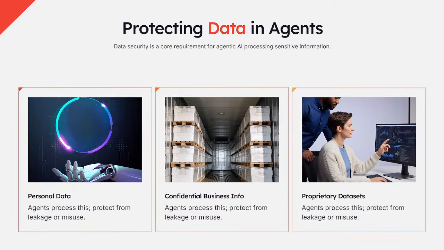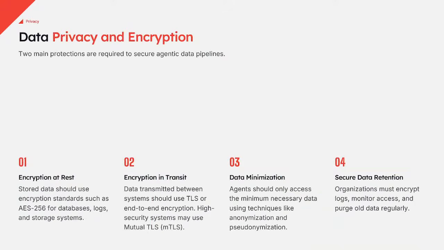So examples of data that you can secure are personal data. Agents process this, so make sure you protect it from leakage and misuse by implementing PII protection and encryption in transit and at rest. Confidential business info. Agents process this on a daily basis, so protect it against leakage. Implement rate limits, implement guardrails, and implement access control, role-based access control and attribute-based access control. Proprietary datasets. Agents process this on a daily basis, so make sure you protect proprietary data and make sure every operation here is bounded.